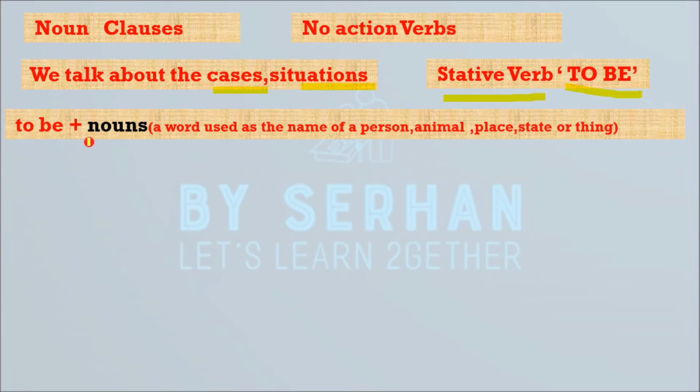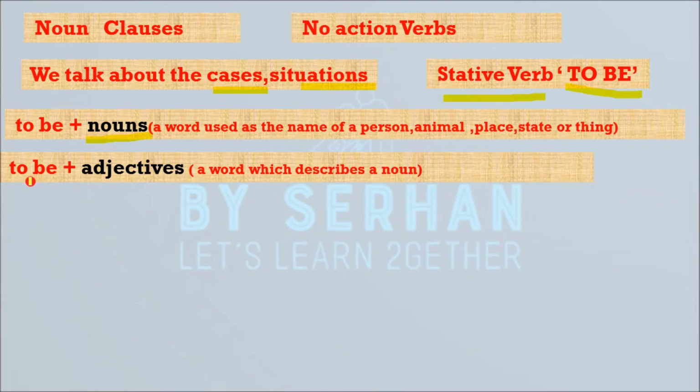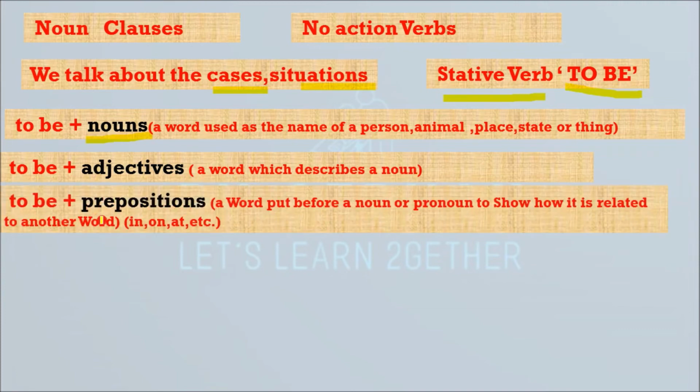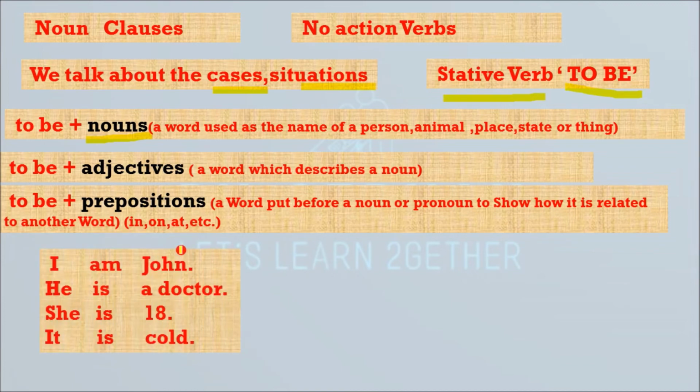After the verb to be, I can use nouns. Nouns are words used as the name of a person, animal, place, state, or thing. And after the verb to be, I can use an adjective. Adjectives are words which describe nouns. And I can use a preposition after the verb to be. Prepositions are words we put before a noun or pronoun to show how it is related to another word, like in, on, at, etc.